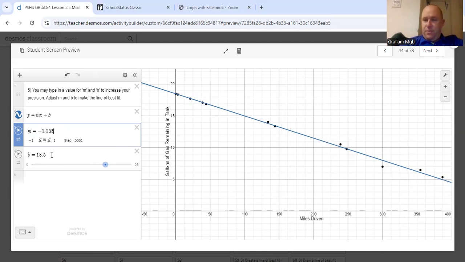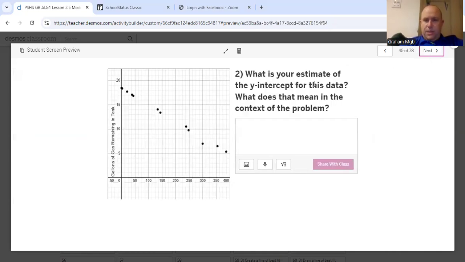Like I said, I don't think everyone necessarily went with 18.5. There is a way to find out what the correct line of best fit is, but we'll talk about that in Unit 3. What is your estimate for the y-intercept? Well, I said it was 18.5. It could easily be 19, though.